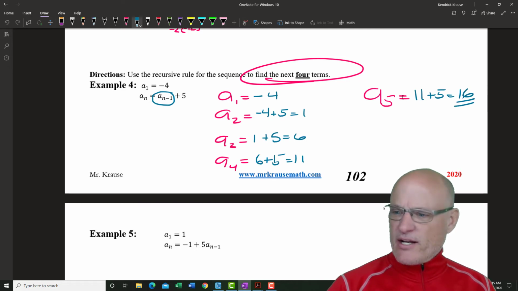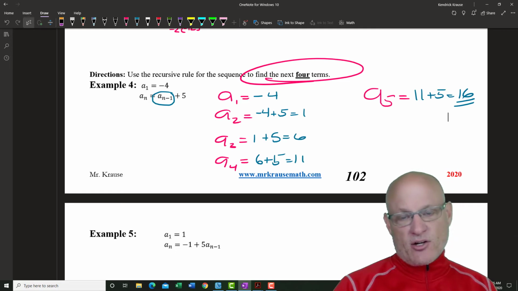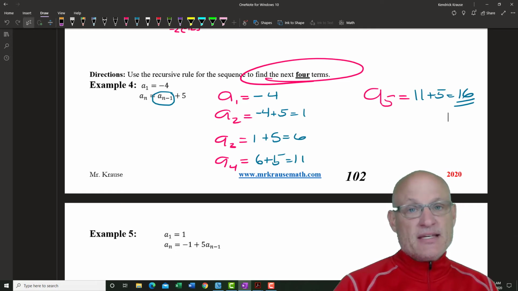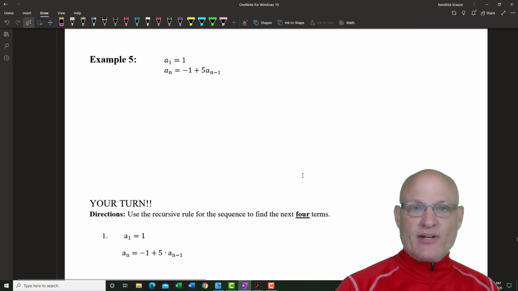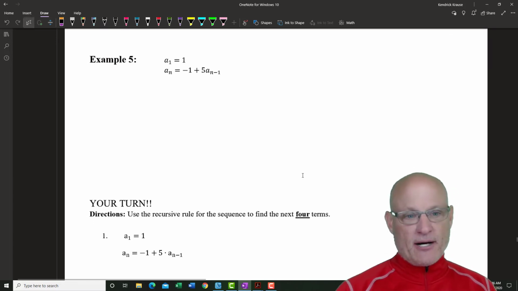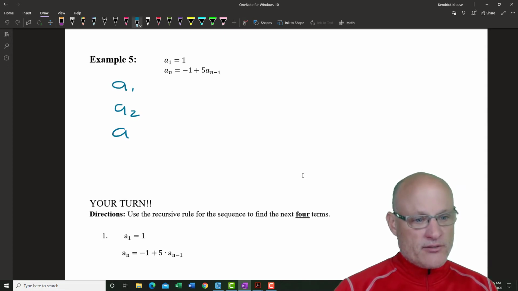Now, I know what you're thinking. You're thinking, how in the world can this be something that's going to be in computer science? Well, when you take computer science, you'll find out. There's an idea in computer science called recursion, and you'll figure it out. All right, here we go. Next 4 terms. So a sub 1, we're going to go a sub 2, a sub 3, a sub 4, a sub 5. So find the next 4 terms.